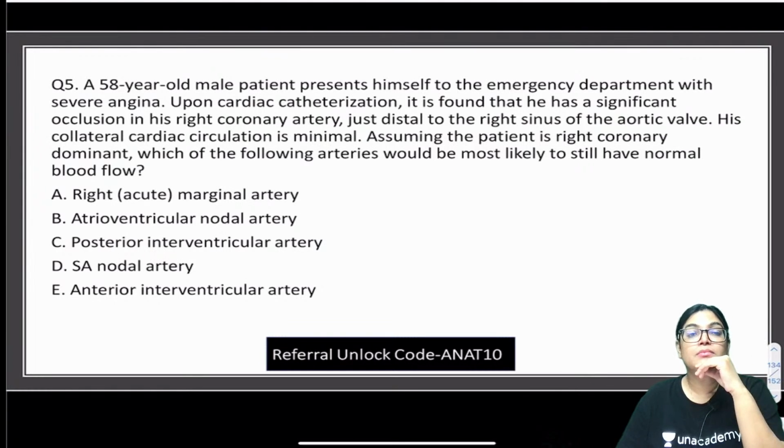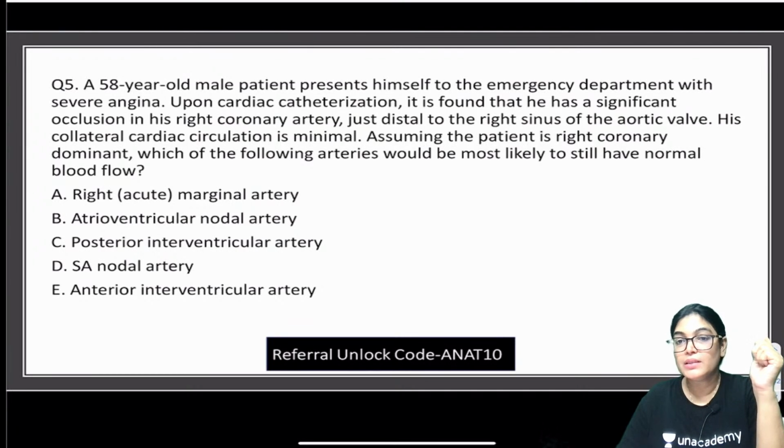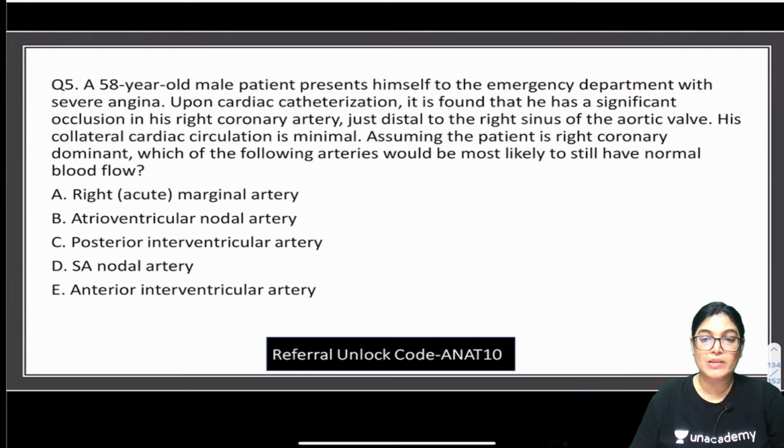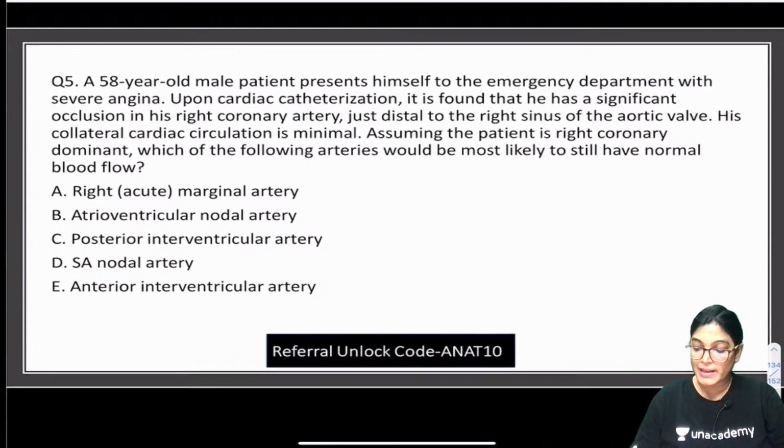He has got occlusion of the coronary artery, so his collateral circulation is minimal. So which of the following arteries is most likely to have normal blood flow? I think all of you are getting confused, so I have given the hint once more. Now let me see who is giving the right answer. Please read the MCQ nicely before attempting the answers.